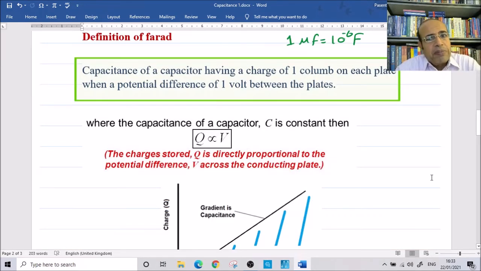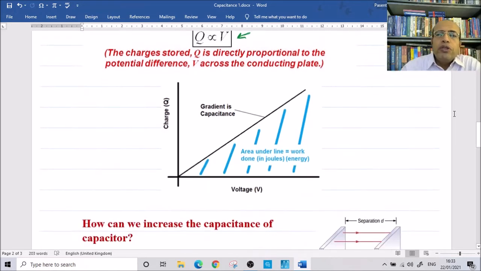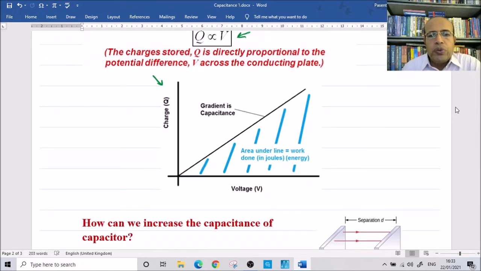Where the capacitance C of the capacitor is constant, Q is directly proportional to the potential difference between the plates. So the charge on one plate is directly proportional to the voltage between the two plates. When we draw the relation between the charge Q and the voltage, we get a straight line passing through the origin. The slope of this line equals Q over V. The slope is the capacitance. But what about the area under the curve? The area under this line is the work done. It means the energy stored inside the capacitor.